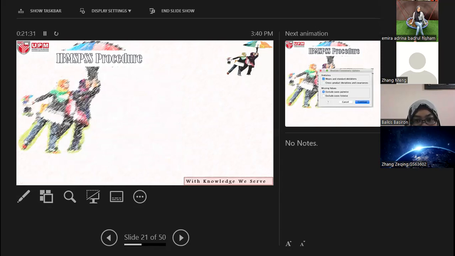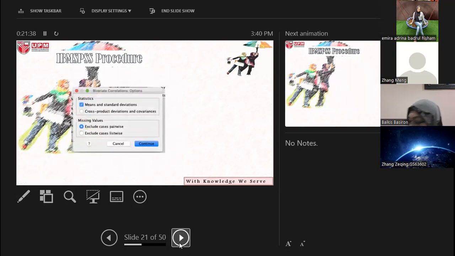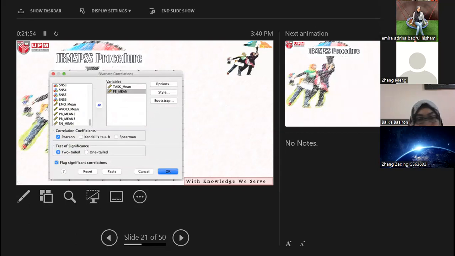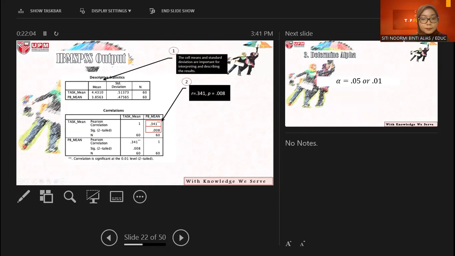Belum lagi. Sorry. Next one, you tick for option. Click option. Okay, for option, you have the option to get the mean and standard deviation for your IV and DV. Tick this one je, mean and standard deviation. So then click continue. And then lastly, click OK. Done?